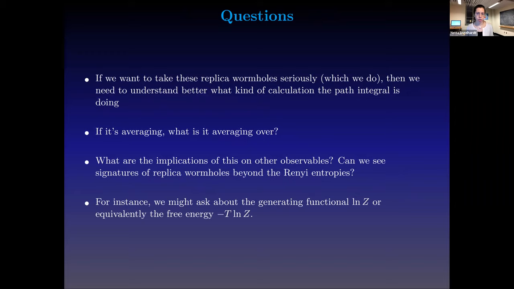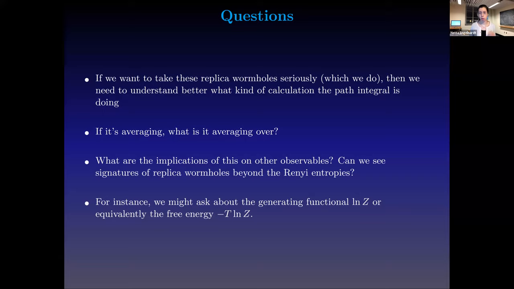So a few questions. If we want to take the replica wormhole seriously, which I'm of the opinion that we do, then we need to understand better what kind of calculation the gravitational path integral is doing. Is it averaging? Is it computing? Is it just a really good approximation to some self-averaging quantity? If it is averaging, what is it averaging over? What are the implications of this behavior of the gravitational path integral on other observables? Can we see signatures of this averaging, or whatever it is the gravitational path integral is doing, on something beyond the Renyi entropies?